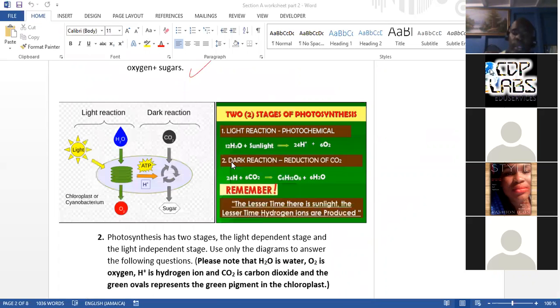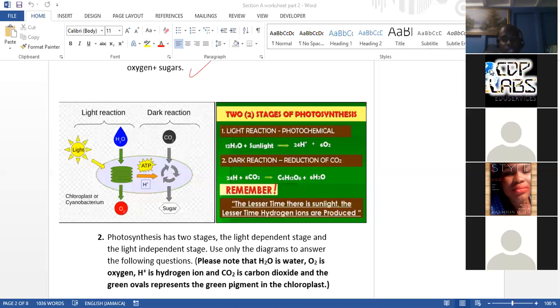Can you read the question for me, please? Photosynthesis has two stages, the light-dependent stage and the light-independent stage. Use only the diagrams to answer the following questions. Please note that H2O is water, O2 is oxygen, H+ is hydrogen ion, and CO2 is carbon dioxide, and the green ovals represent the green pigment in the chloroplast. Okay. So I gave all the information that you needed.